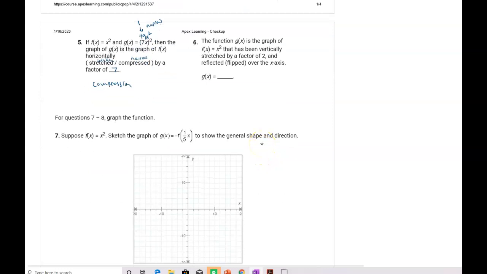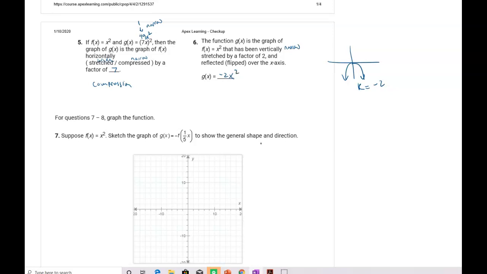Now here, the function g of x is the graph of f of x equals x squared and has been vertically stretched, right, by a factor of 2. Vertical stretch means it's going to get narrow, right, and reflected or flipped over the x-axis, meaning it's going to be like this. Anytime you see this, you know that value of k is negative. Since it gets more narrow, I know I'm going to use 2. So in this case, g of x would be negative 2x squared. Okay?